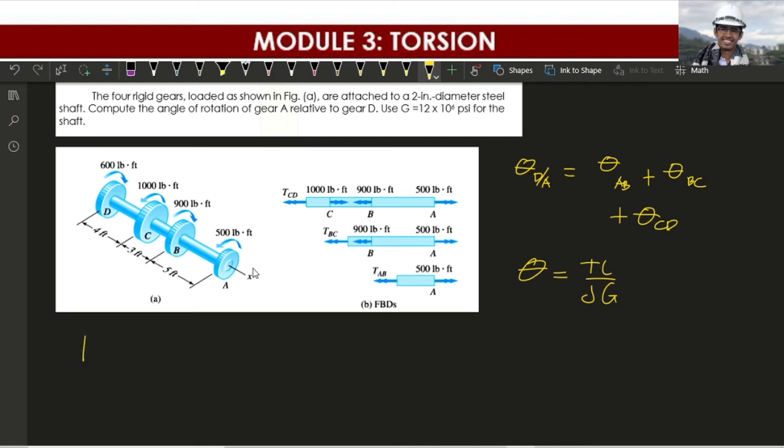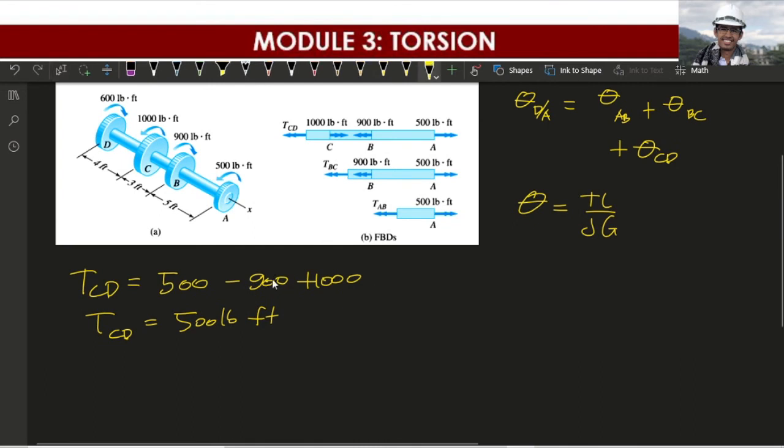So for torque at CD, so that is equal to 500 pounds, minus 900, plus 1,000. Okay. Therefore, yung ating torque at segment CD is equal to 500 pound-feet.